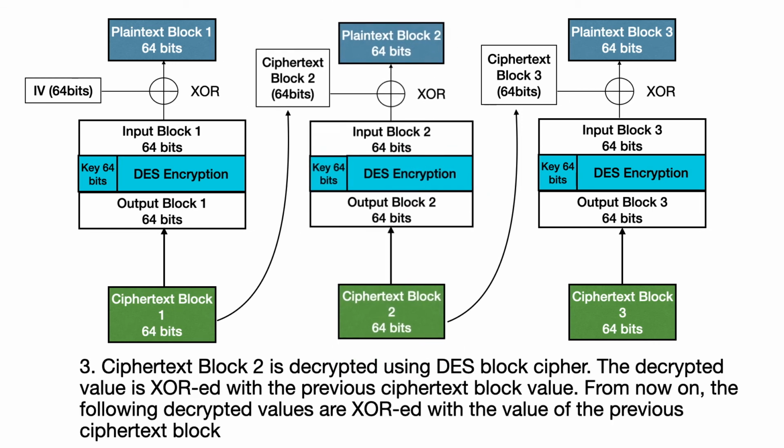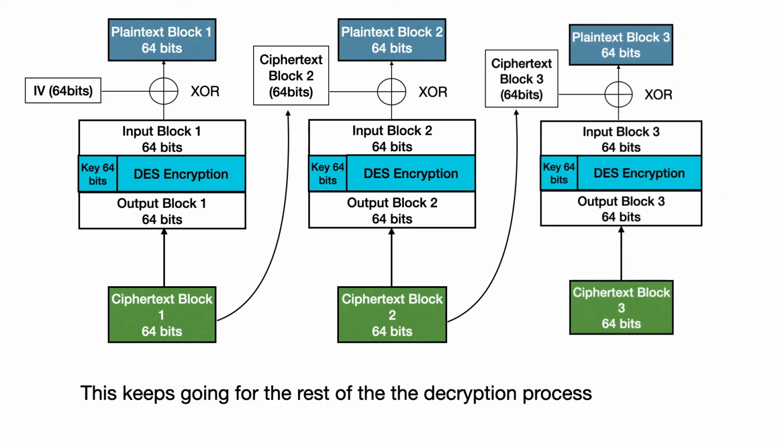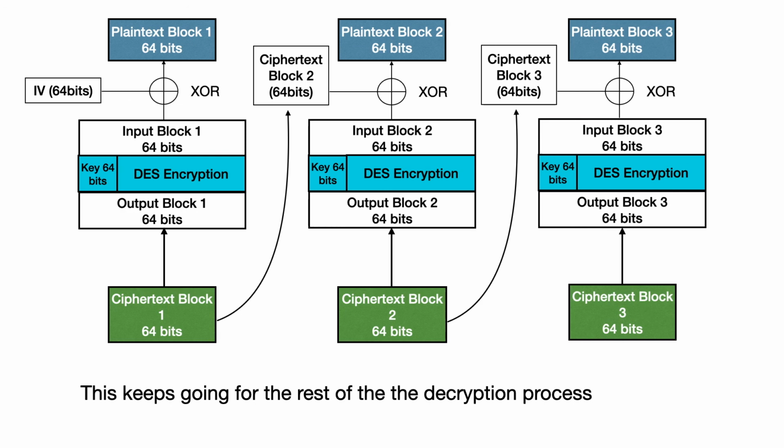Ciphertext block 2 is decrypted using the DES block cipher. The decrypted value is XORed with the previous ciphertext block value. From now on, the following decrypted values are XORed with the value of the previous ciphertext block. This keeps going for the rest of the decryption process.